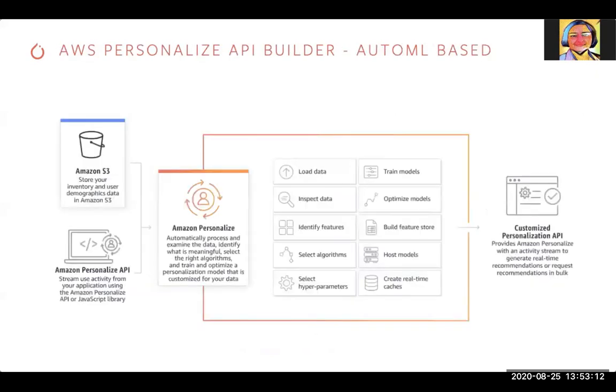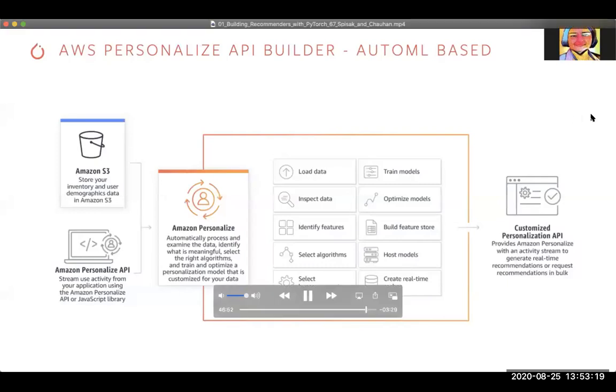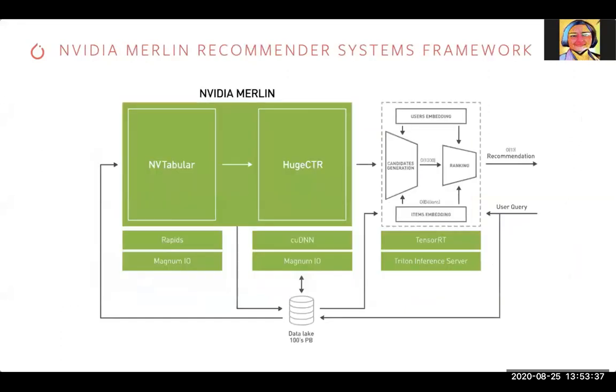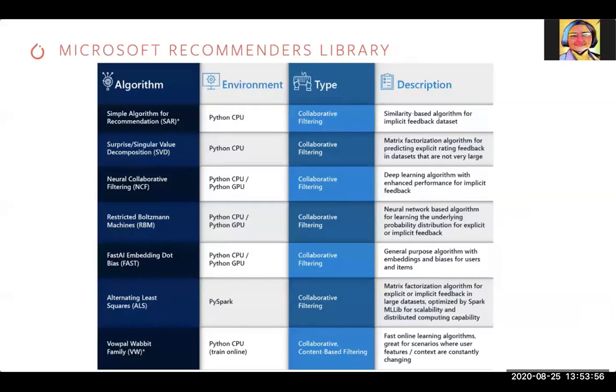So let's hone into a couple of these. So here is an example of AWS Personalize, which is based on AutoML. In this case, the domain experts upload their data and tune a few parameters. For example, they identify the features, select the algorithms, select the hyperparameters, based on which a custom model and an API is generated. The NVIDIA Merlin framework is specifically designed for recommender systems. It has the NV tabular for optimized data loading, the huge CTR for training, and Triton as the inference server. Microsoft's recommender library comes with a wide range of pre-built recommender models and predefined datasets, including the Criteo dataset.